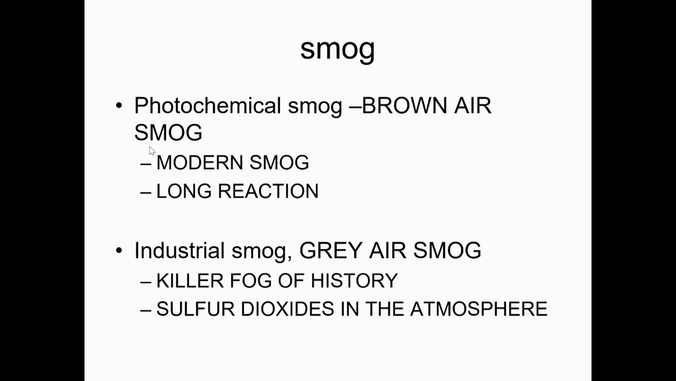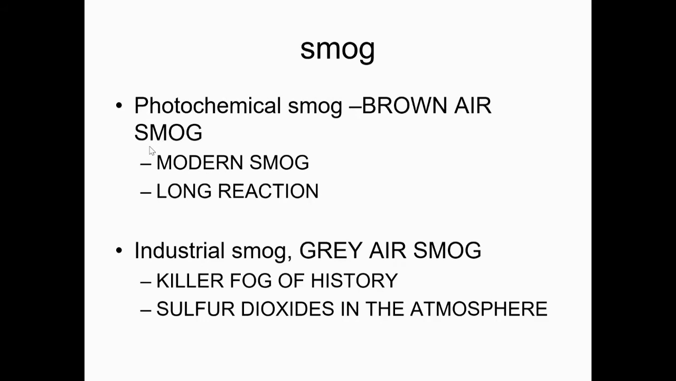Smog, we got two types. We got the industrial smog and the photochemical smog. And so these two types of smog, we're going to go over individually. Photochemical smog is often called brown air smog. That's what we have in Fort Collins. It's a modern smog. It's a mixture of chemistry and light making it worse.